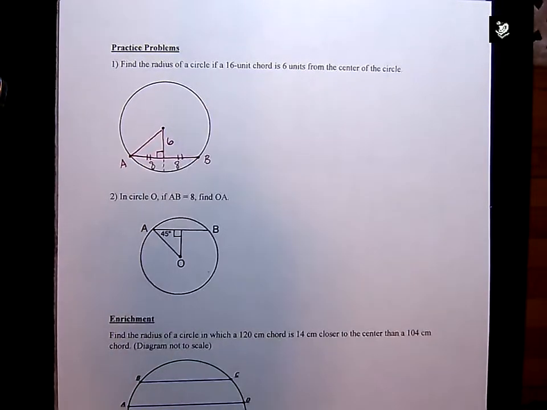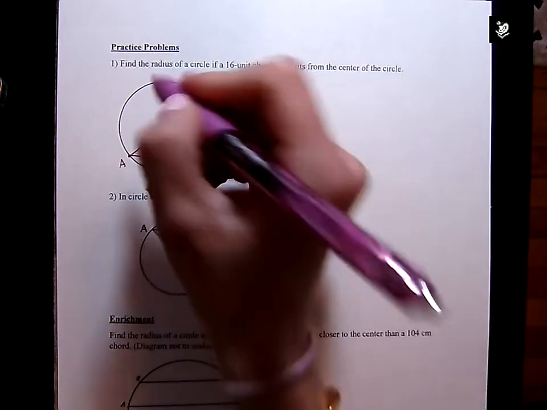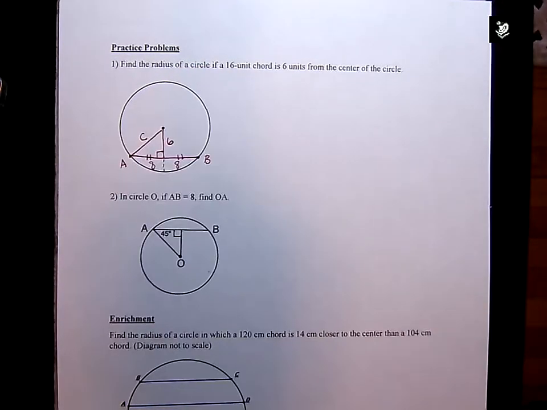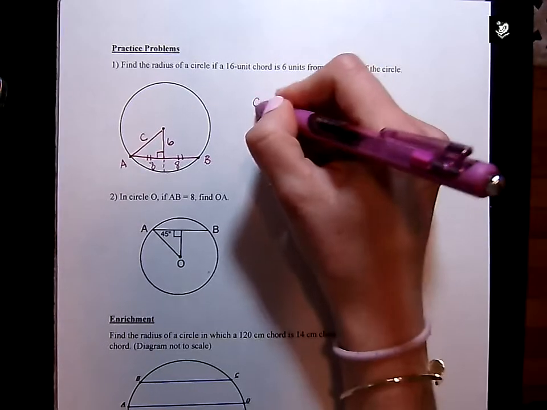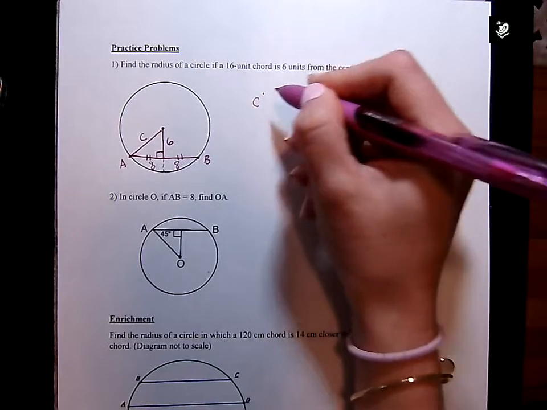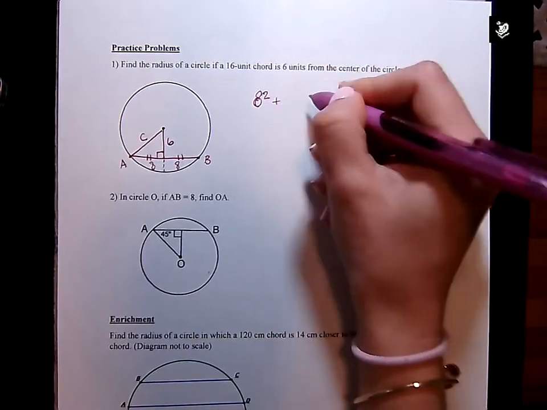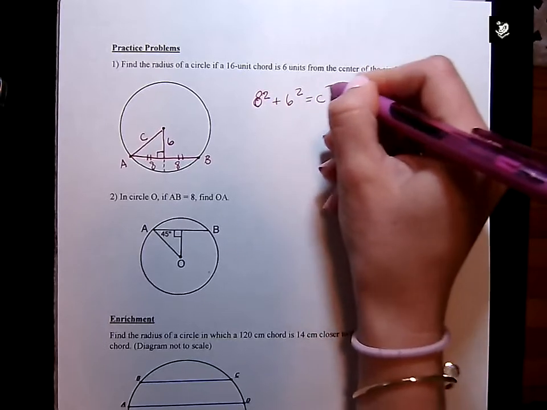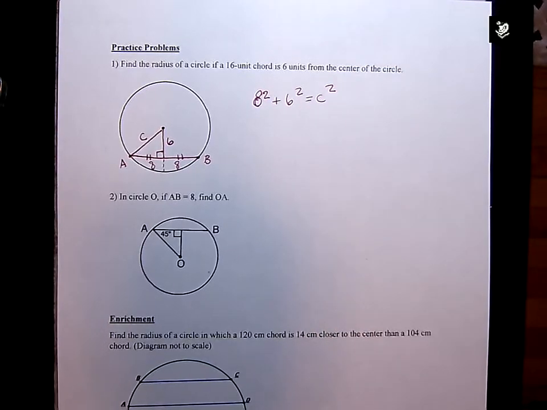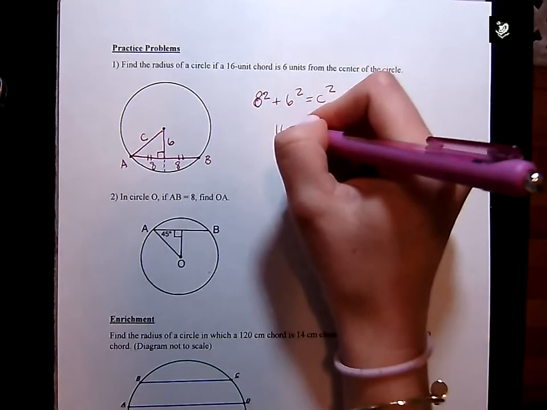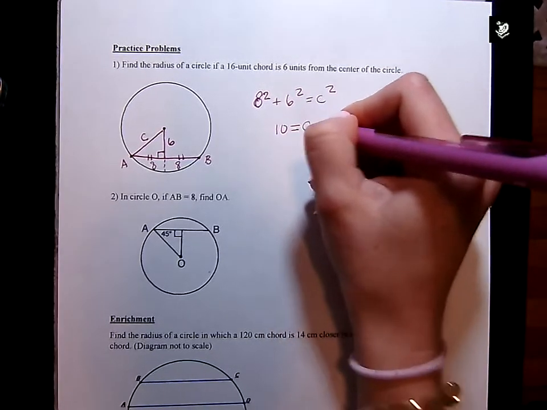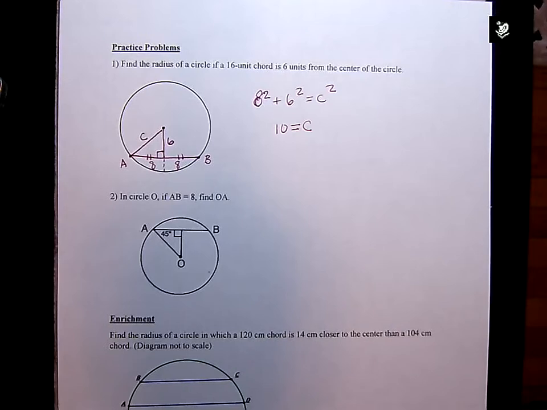So I'm going to draw in my radius right there. You'll notice that I just created a right triangle. So I now need to use the Pythagorean theorem to find my hypotenuse. So if I do 8 squared plus 6 squared equals c squared. Some of you might know your Pythagorean triples by now. This is really a 3, 4, 5. So I can solve for the radius and you get 10.